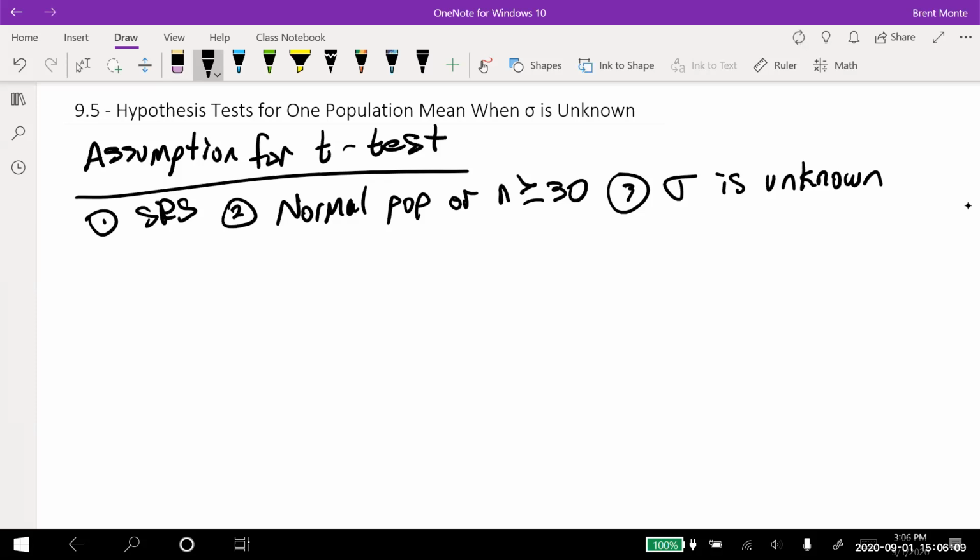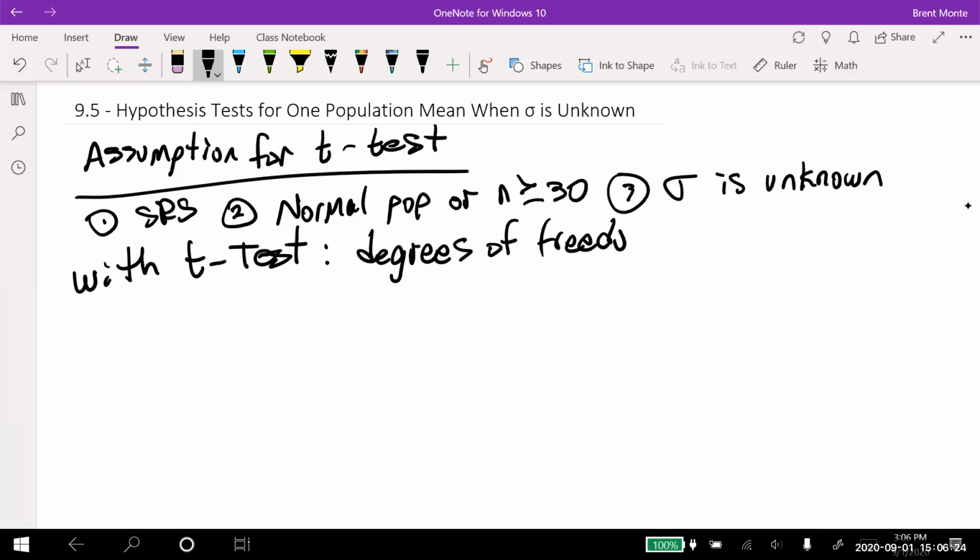Now, one thing I want to talk about with the t-test: there's something called degrees of freedom that they may ask you on some of the homework problems, which we use to calculate the t-value if we weren't having the computer calculate it for us. The degrees of freedom, df, in this case is just the sample size minus 1. So if the sample size is 30, obviously the degrees of freedom would be 29, that sort of thing.